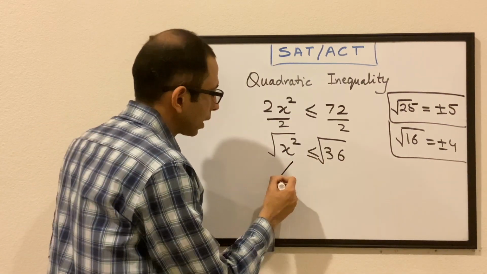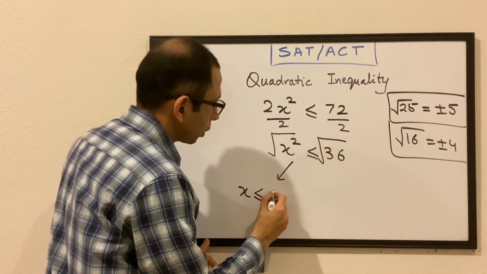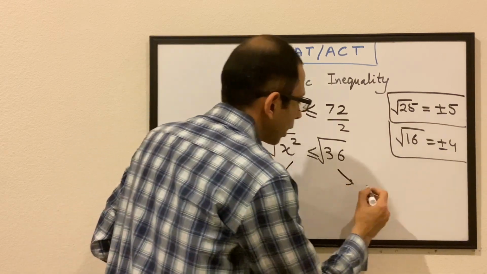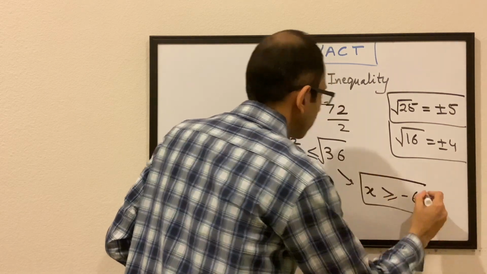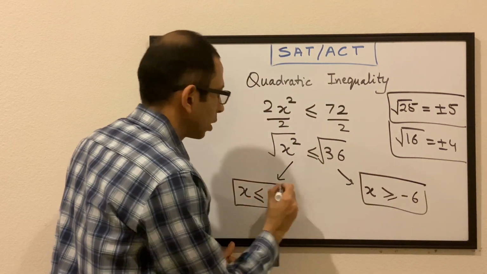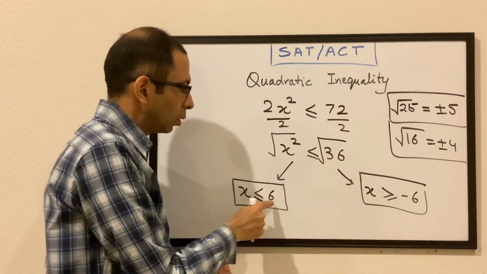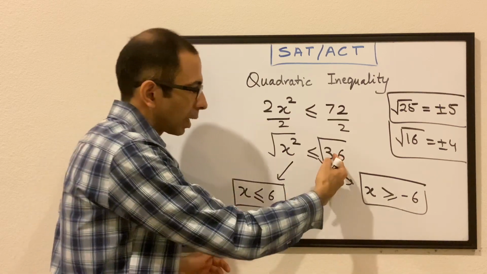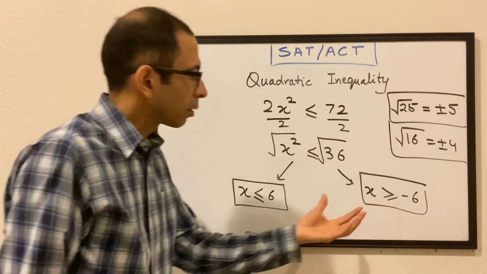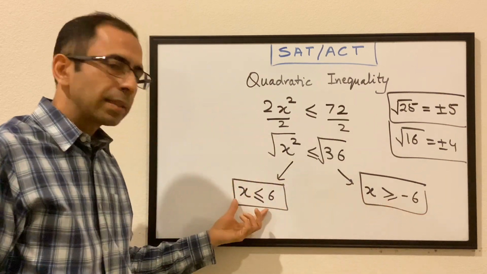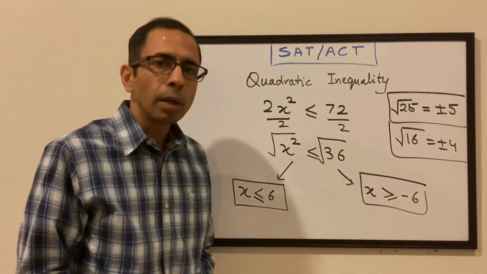So what it means is that it will be x is less than or equal to 6 and x is greater than or equal to negative 6. So this is the solution set for this inequality. Again, positive square root value, same sign. Negative square root value, flip the sign. So all values of x which are greater than or equal to minus 6 but less than or equal to 6 will be the solution set for the original inequality.